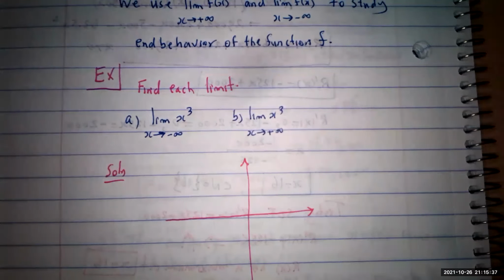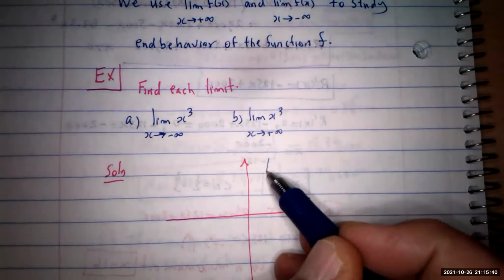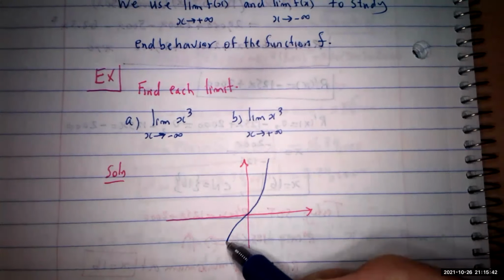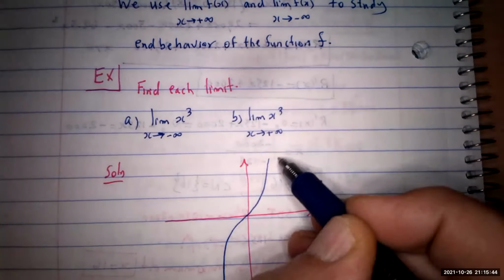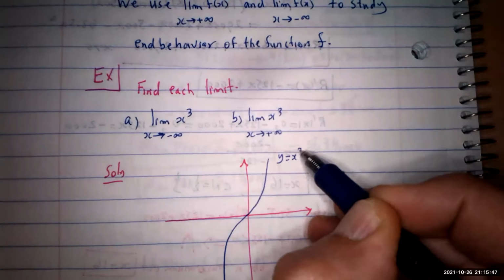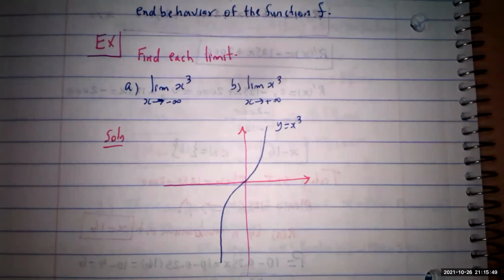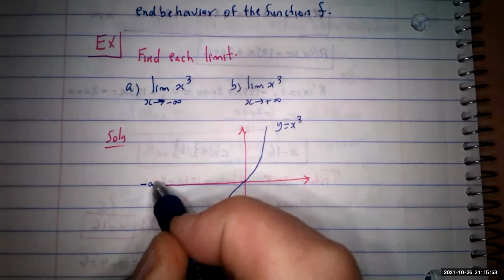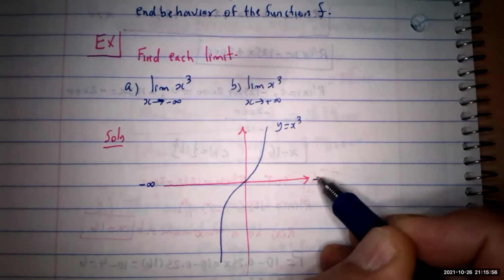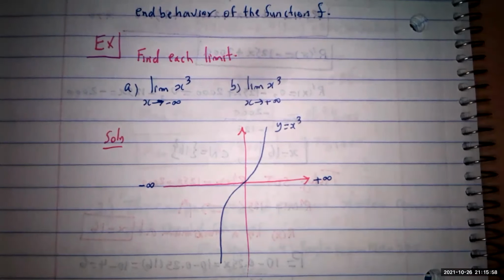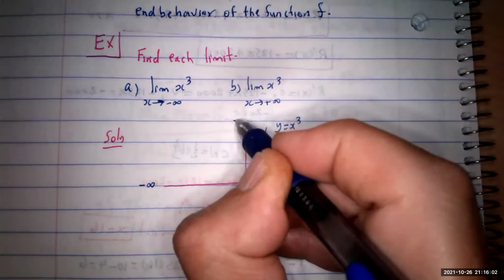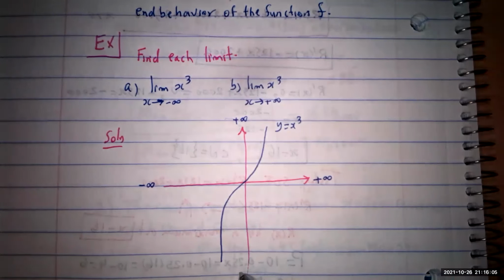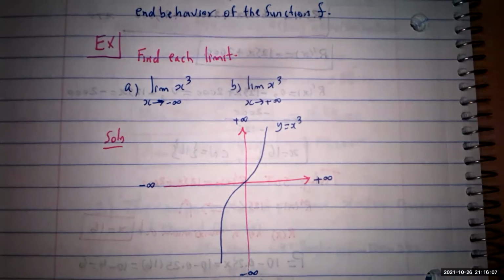This is the graph of y equal to x cubed. This direction is negative infinity for x, and this is going to be positive infinity for x. The top would be positive infinity for y, and this is going to be negative infinity for y.